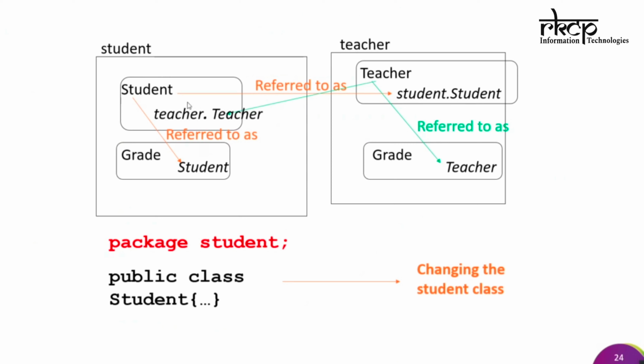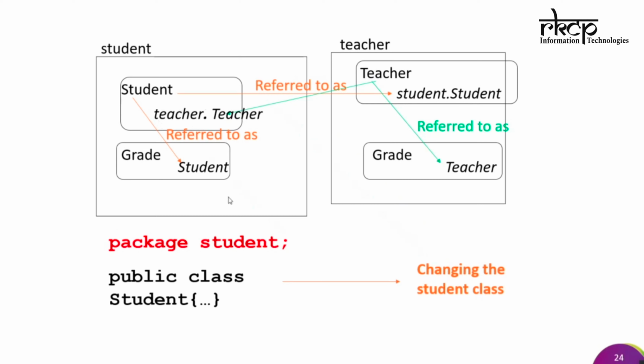Now suppose you want to access the student class inside the teacher package. How will you access it? You will use the package name, because for the student class the package name is student. So you will access it as package name dot class name. In the same way, if you want to access teacher, what is the package for teacher? Again, package name dot class name. In this way you will access it.